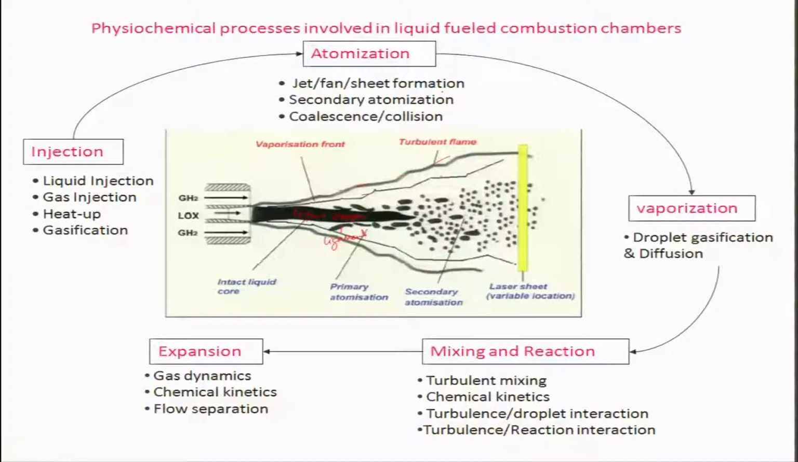So, for secondary atomization, I have told you that coalescence and collision can occur, and there will be droplet vaporization, gasification, and some flame will be formed. I will show how it goes on. Besides this, there will be turbulent mixing and chemical kinetics governing the reaction rate, turbulence and droplet interaction, and turbulence and reaction interactions. All those things come into the picture in actual systems.